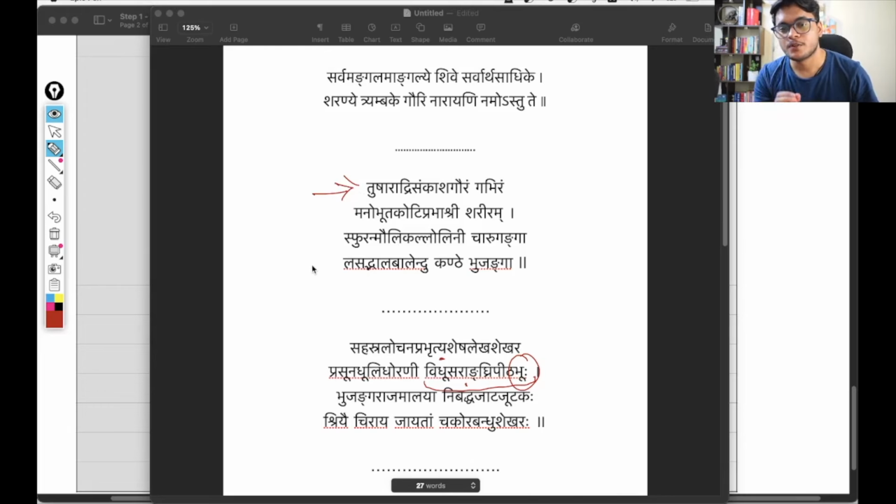So if you encounter this, Tusharadri Sankash Gauram Gabhiram Manobhut Koti Prabhashri Shariram Sphuran Mauli Kallolini Charu Ganga Lasad Bhal Balendu Kanthe Bhujanga. Now you can pronounce it because you know the breakdown.